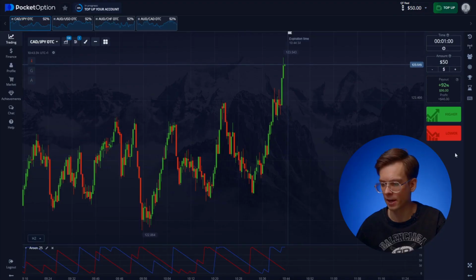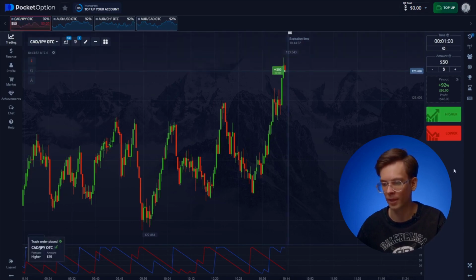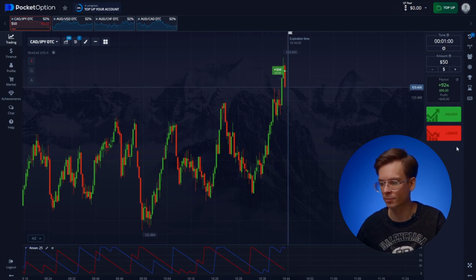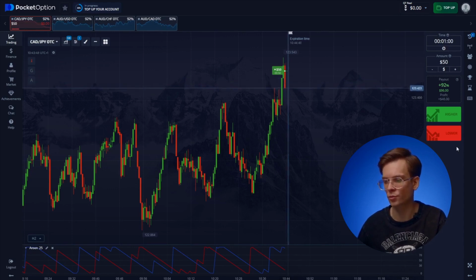First pair, Canadian and yen. Going long. Now let me explain my forecast. Yes, the price broke through the resistance level and there's a strong bullish impulse on the chart, so a bearish response should follow and the price should retrace.